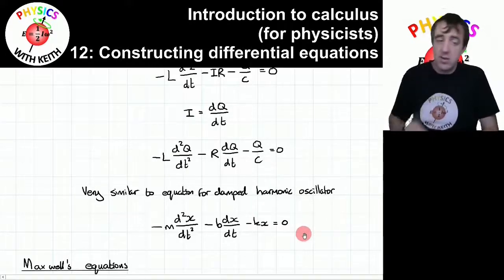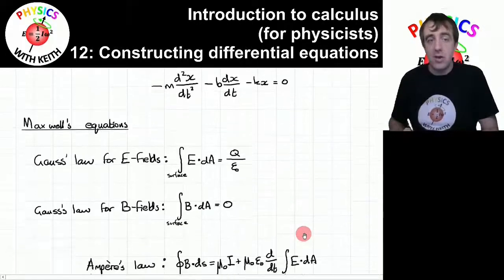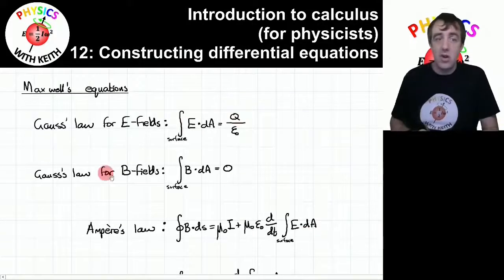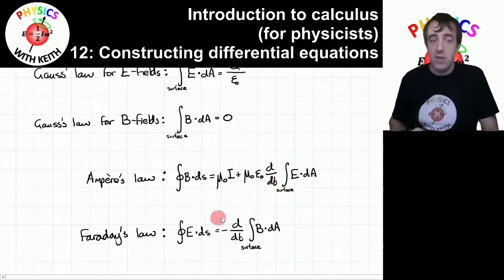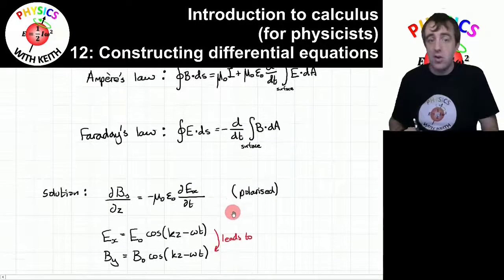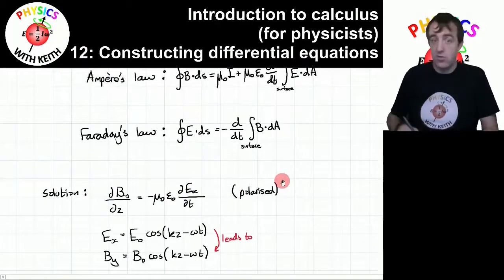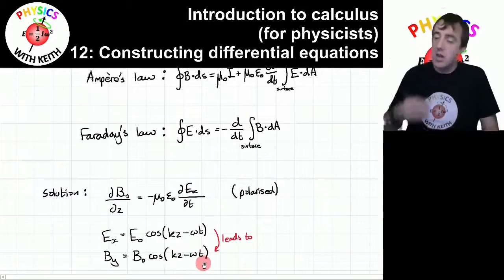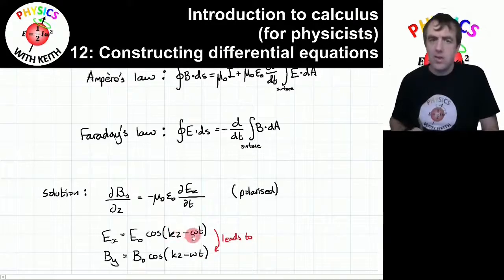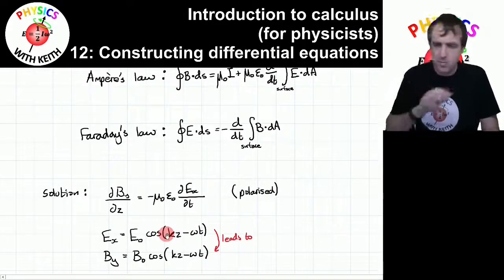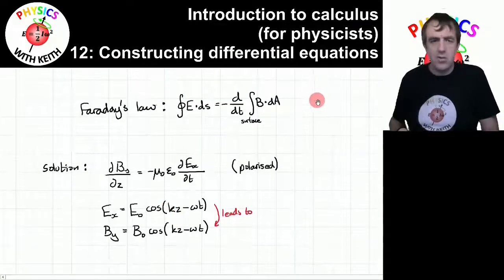One of the most famous examples of these differential equations cropping up is Maxwell's equations, which come from Gauss's law for electric fields, Gauss's law for magnetic fields, Ampere's law, and Faraday's law. A solution to this gives rise to these sinusoidal variations of electric and magnetic field with the same frequency and the same wavelength. K is the wave number, it's 2 pi divided by the wavelength. But okay, I'm going far too advanced really.